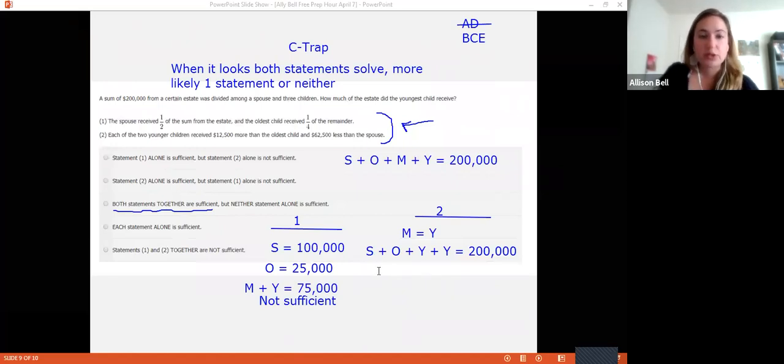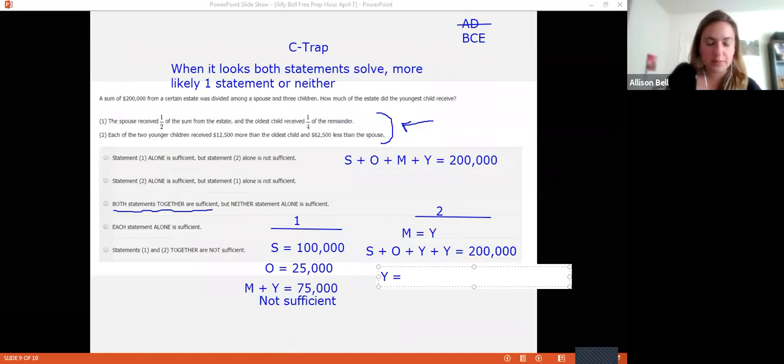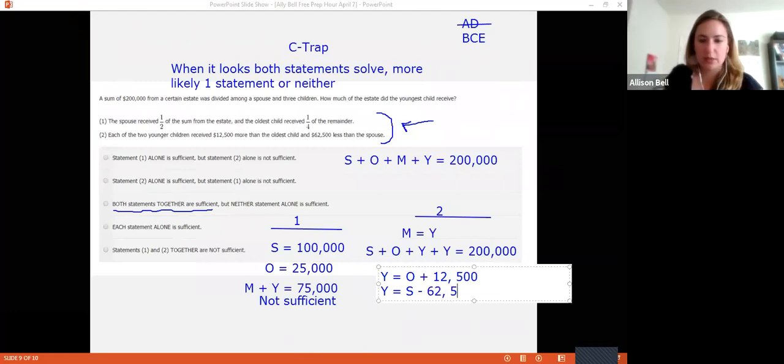So they receive $12,500 more than the oldest child. So the youngest is going to be equal to the oldest plus 12,500. And then 62,500 less than the spouse. So the youngest is going to be equal to the spouse minus 62,500.